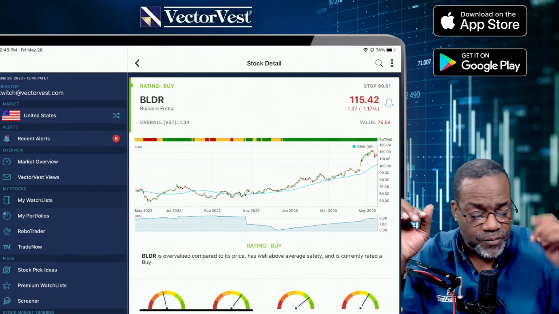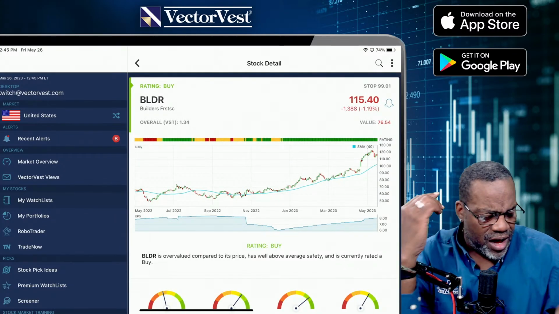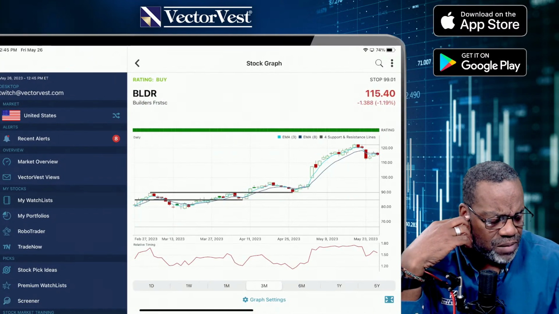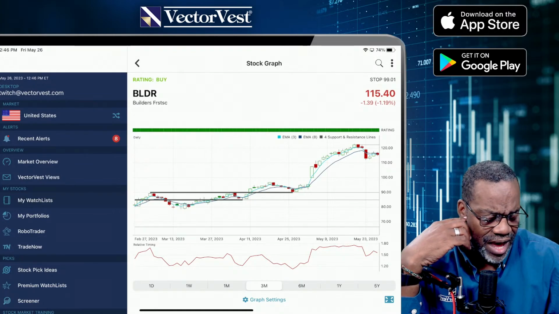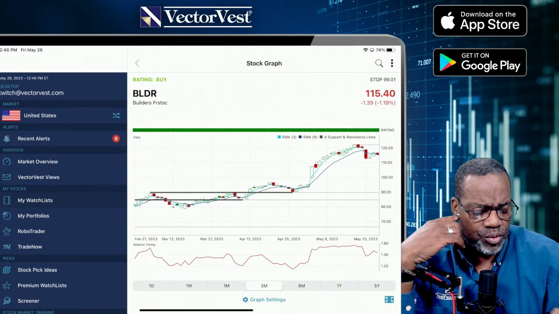All right, let's go to the next stock. I'm just swiping over. Builder, nice move. A couple of days ago, though, look at the big pullback. The 3 and the 8 crossed to the downside, created a semblance of a support. I'd like to see it get out of that 3-month high before I jump on board with that stock.